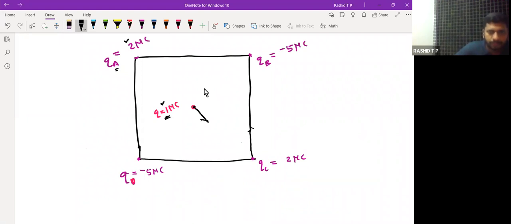Okay, this one. This is a force on this charge. This force is exerted by the charge placed at A. Now I am writing only one, one laterally to avoid the confusion. This is a force experienced by this charge. This force is exerted by the charge placed at A.